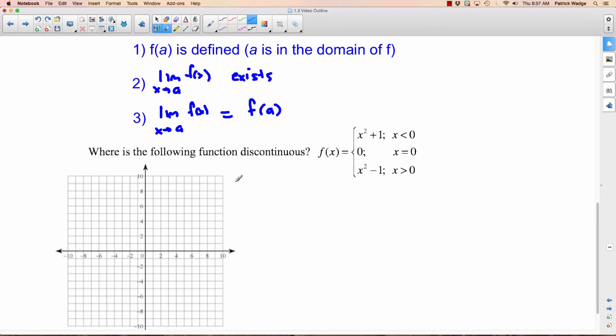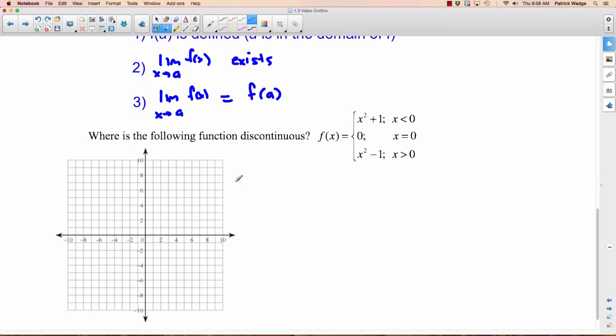Okay, so let's go through that by doing this example. Yet another piecewise function. So where's the following function discontinuous? Okay, let's start with the middle one. f of x is equal to 0 when x equals 0. What does that mean? Well, at that one point when x equals 0, the y value is 0.